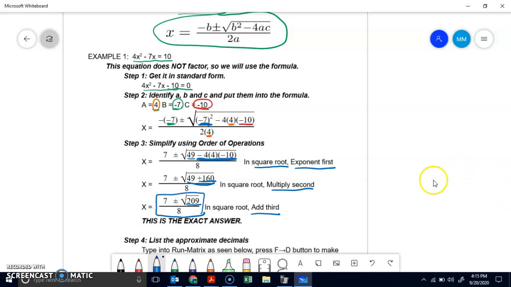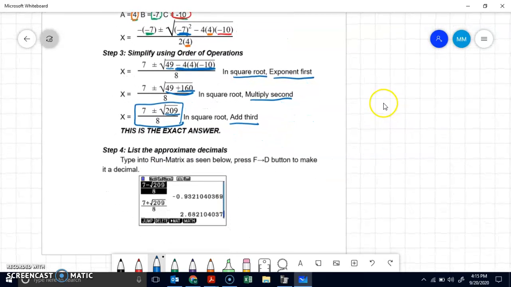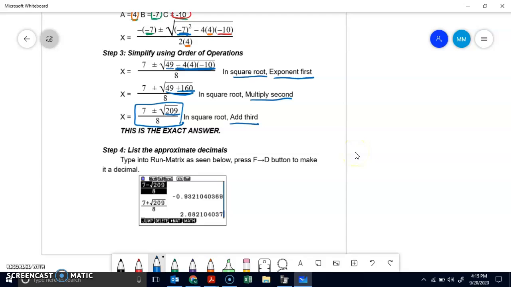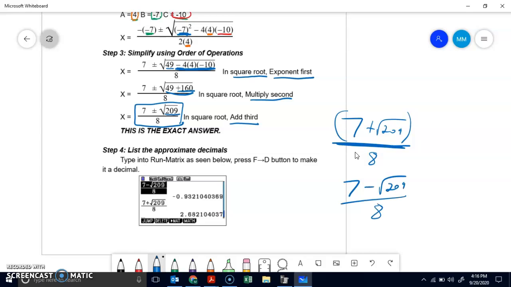7 plus or minus the square root of 209, divided by 8. And what that means is that I would have 7 plus the square root of 209, and that whole thing is divided by 8, the entire numerator. So this is being grouped, even though you don't see parentheses. 7 minus the square root of 209, that whole thing again being divided by 8. So that's the exact answer. We are going to get the approximate decimals as well.